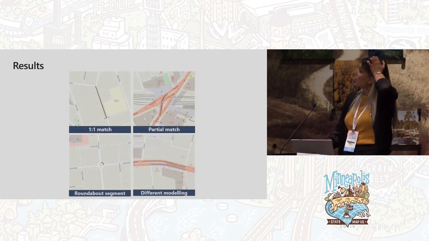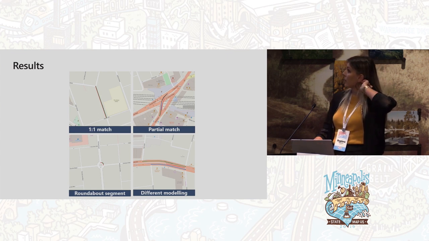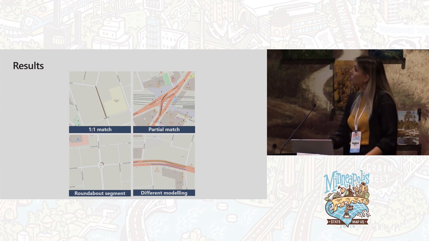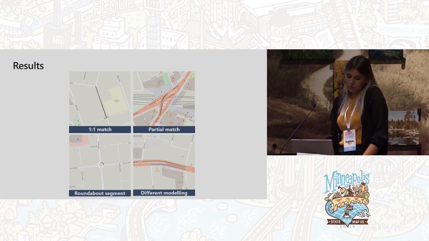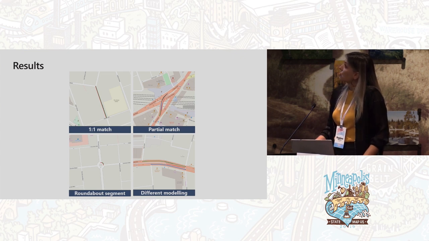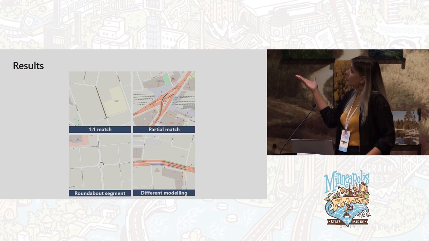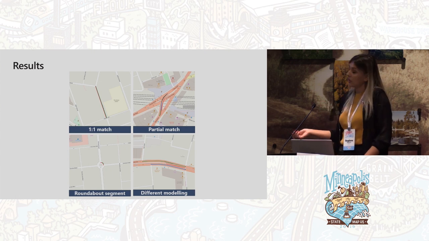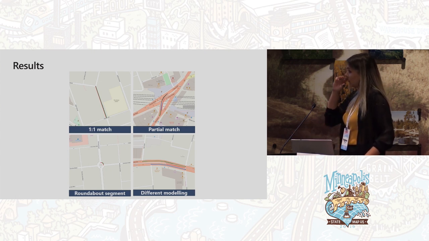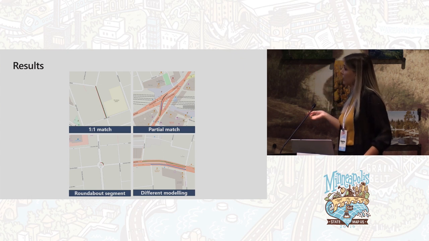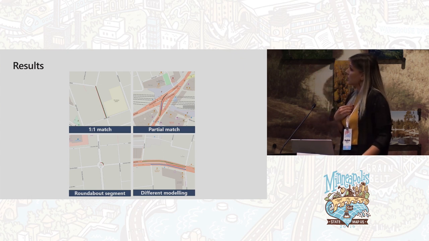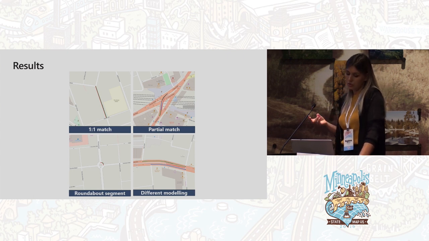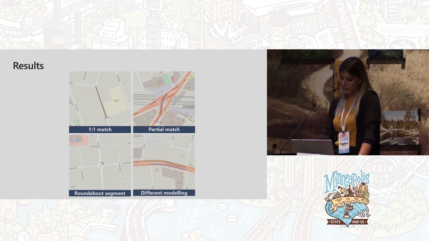These are some examples of our results. You can see an example of a one-to-one match where a road is completely matched to a different road in another data set, or a partial match where you can see the red source geometry is completely matched with the blue one and partially matched with the green and the black ones. Also a roundabout segment matched, and a different modeling where one street is represented using a two-way geometry in one data set and using two one-way geometries in a different data set.